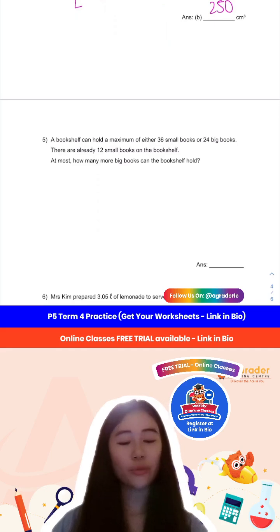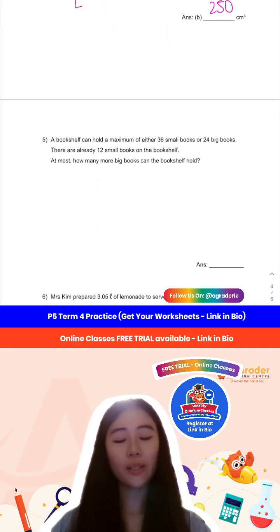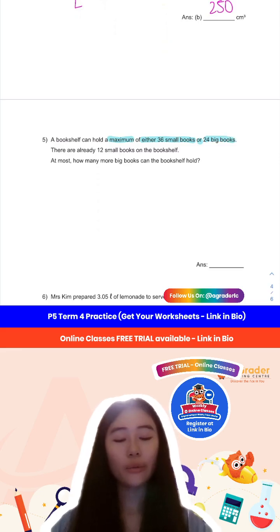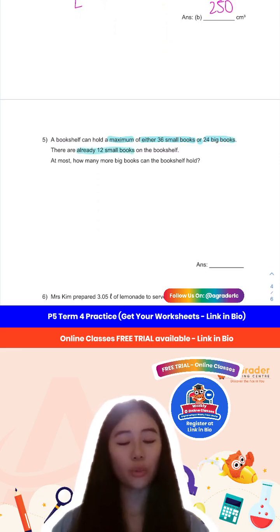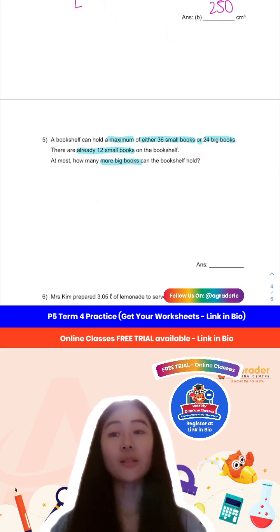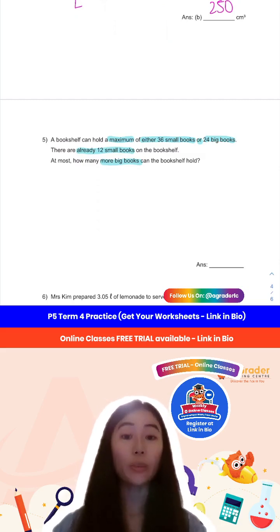Let me read the question for you first. A bookshelf can hold a maximum of either 36 small books or 24 big books. There are already 12 small books on the bookshelf. So at most, how many more big books can the bookshelf hold? Try this question and let me know your answers. This question is fairly common, yeah?